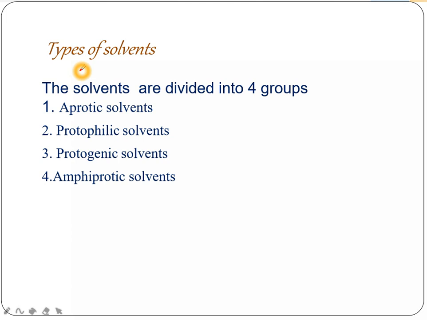All the non-aqueous solvents can be classified into 4 subheadings. First one is the aprotic solvents, second is the protophilic solvents, third is the protogenic solvents, and the fourth is the amphiprotic solvents. We can discuss each in detail along with their examples, and this is the important part of non-aqueous titration which can surely be asked in the university examinations.